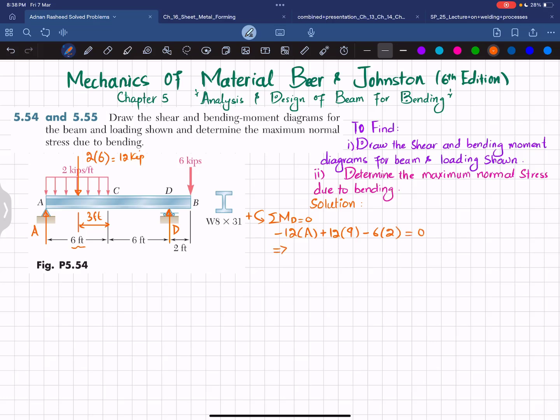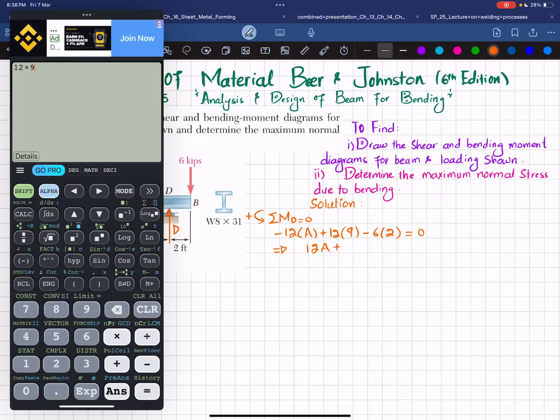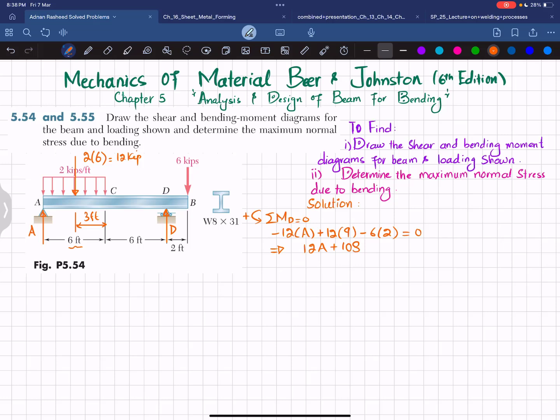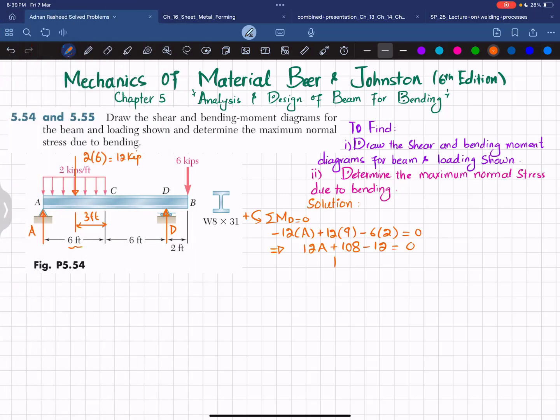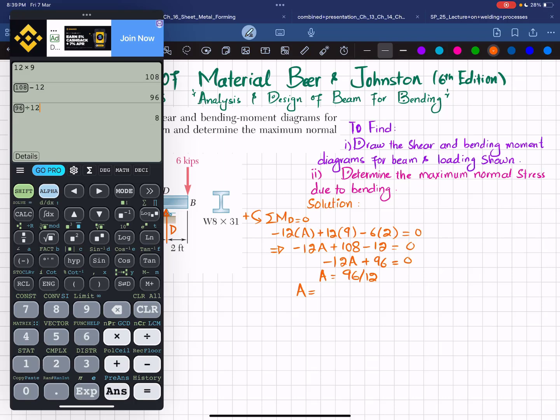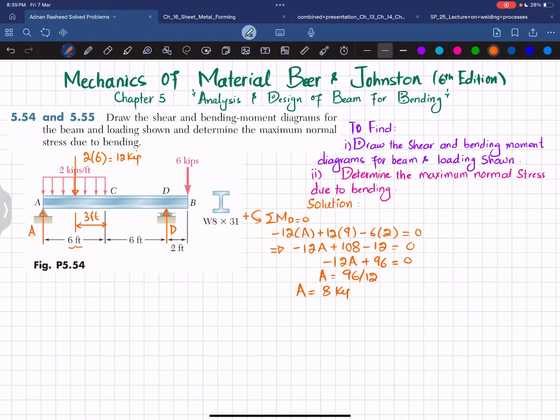So from here we will get 12A plus 12 into 9 is 108, minus 12 is equal to 0. So 108 minus 12 will give you 96. So 12A plus 96, okay, this is minus 12. Minus 12 plus 96 is equal to 0. So it means that A is equal to 96 divided by 12, and when you calculate it, 96 divided by 12 will give you 8 kips. So the vertical reaction force at A is 8 kip.